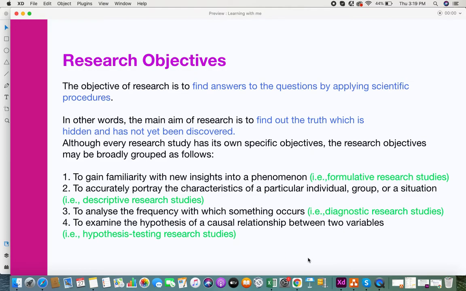The third example is diagnostic research studies. Okay, so I have to diagnose the frequency with which something occurs. Let's say I find out that there are a lot of shutdowns. I have an application, but there always seem to be some maintenance issues and it's frequently shutting down. So when I have to understand this cause and effect, what is actually causing this situation, that is where I do a diagnostic research study.